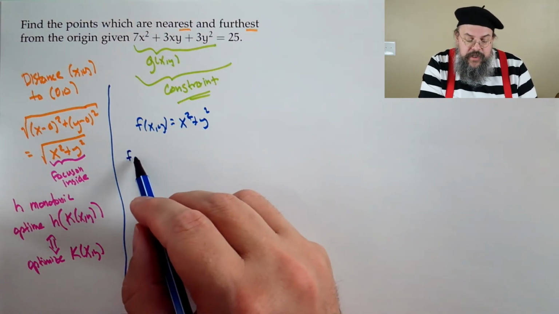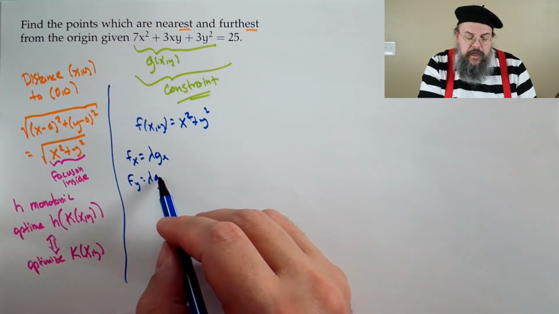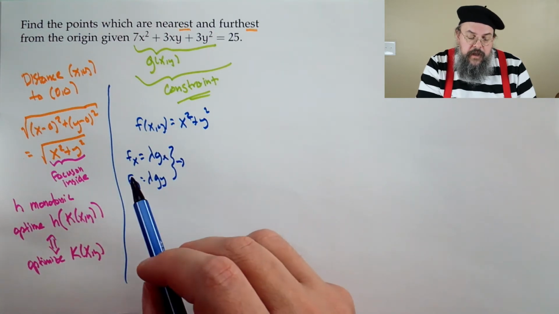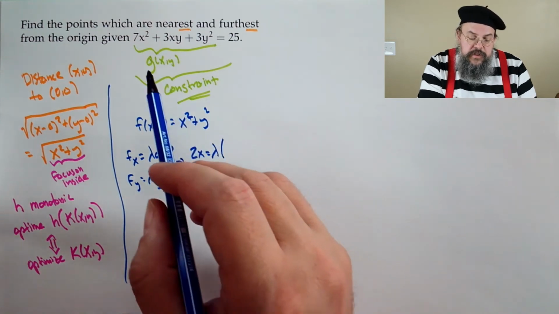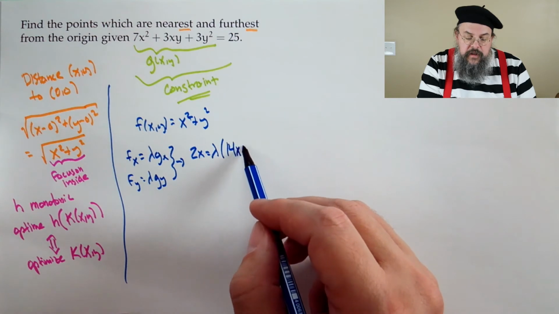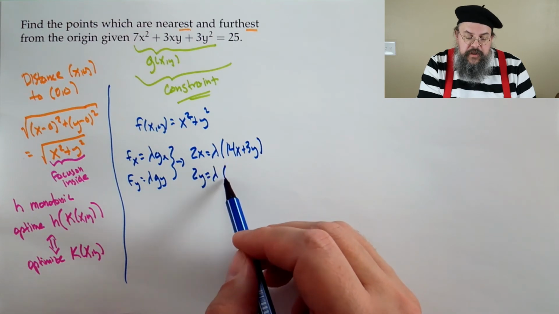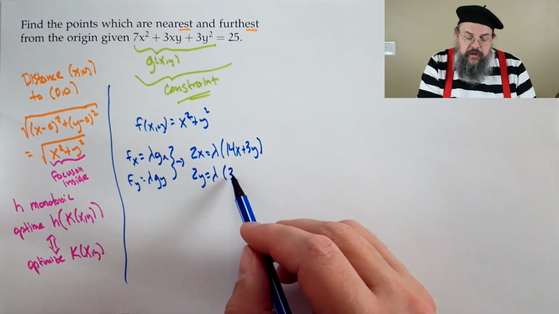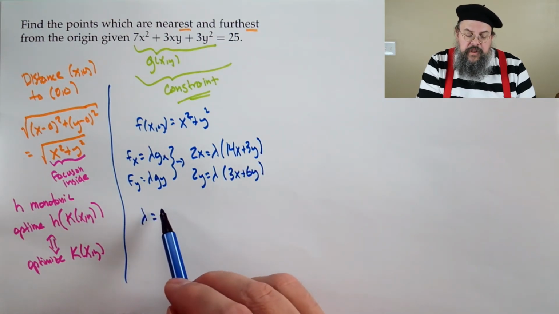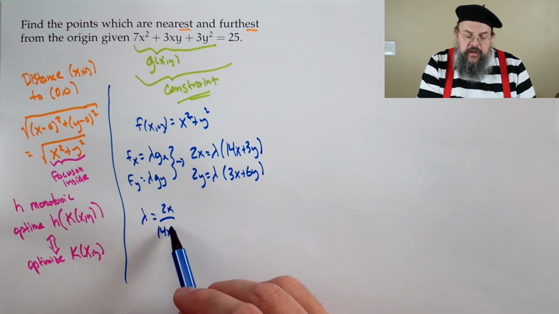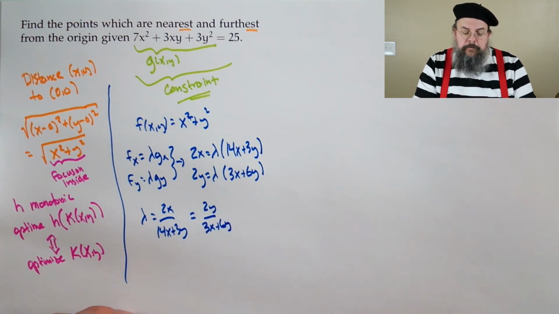So set up our system of equations. f_x equals lambda g_x. f_y equals lambda g_y. Okay, well, that says f_x is 2x equals lambda times g_x, 14x plus 3y. f_y, 2y equals lambda times g_y, 3x plus 6y. And, all right, solving for lambda, 2x over (14x plus 3y) is equal to 2y over (3x plus 6y).